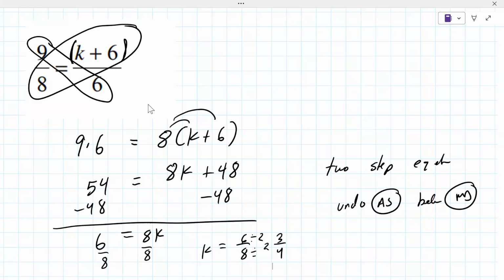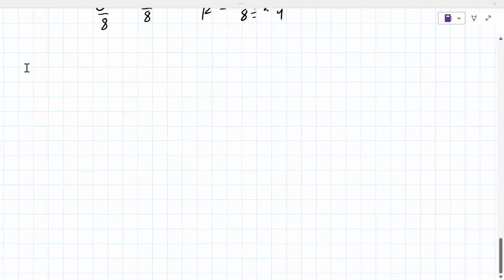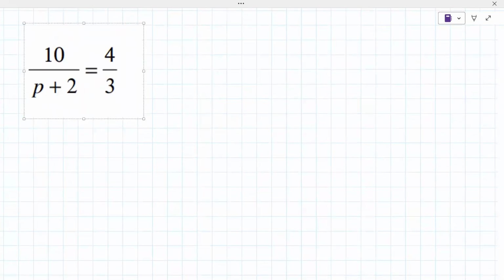K equals 6 divided by 8 divided by 2 divided by 2 equals 3/4. Okay, you ready to do one on here on your own? Yeah. Okay. All right, here we go. Give that one a try, please.